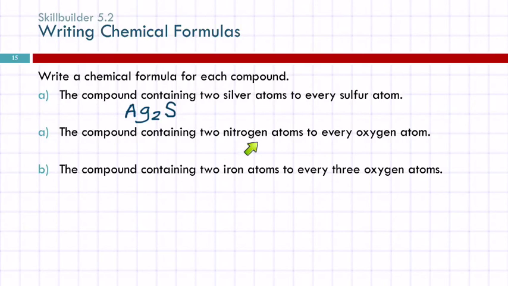Compound containing 2 nitrogen atoms for every oxygen atom. N2O. We look at the periodic table, we see that nitrogen is closer to the metals, so that's why it goes first. 1 oxygen, again, we don't write the subscript 1. 2 iron atoms for every 3 oxygen atoms.